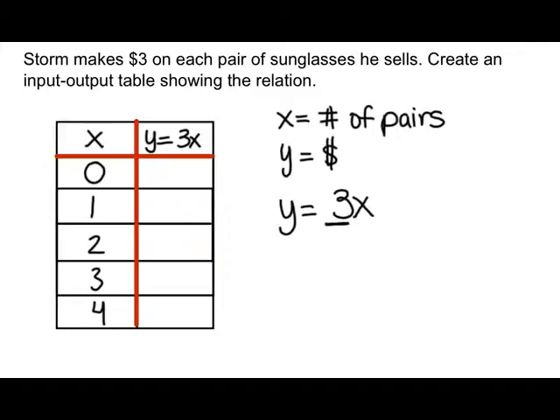If Storm sells 0 pairs of sunglasses, that'd be 3 times 0, which is just 0. He makes 0 profit. If Storm sells 1 pair of glasses, that'd be 3 times 1, which is 3. If Storm sells 2 pairs of glasses, that would be 6. 3 pairs of glasses, 9. And then 4 pairs of glasses, 3 times 4 is 12. Now what you have is your input, which are your x values, and your output, which are your solutions, or what you got once you put it into your equation, thus giving you an input-output table.